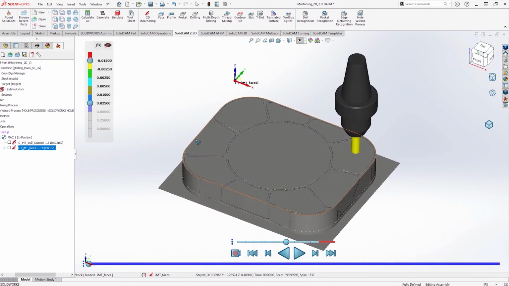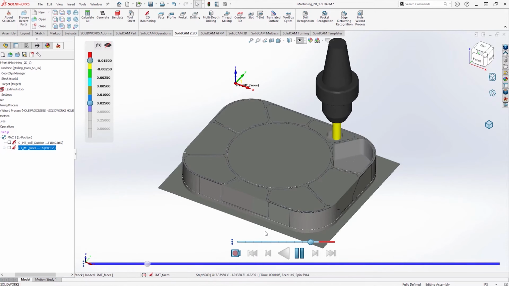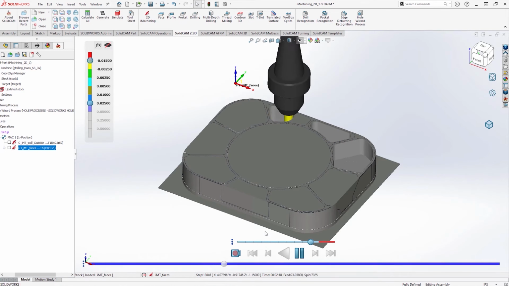SolidCAM is a comprehensive manufacturing software solution that provides great flexibility for skilled machinists and integrates directly into the SolidWorks interface. It is the ideal companion for machining metal parts, utilizing patented iMachining technology to dramatically reduce the cost per part through decreasing cycle times and enhancing tool lifespans.